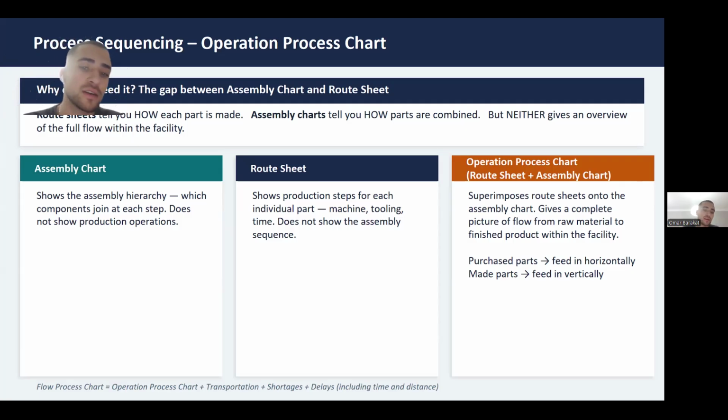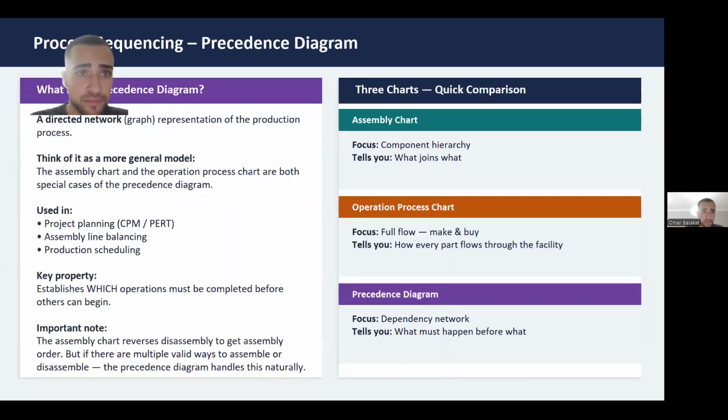An even more detailed version is the flow process chart, which adds transportation steps, storage, delays, and inspections, including time and distance data. That's used for detailed layout analysis.